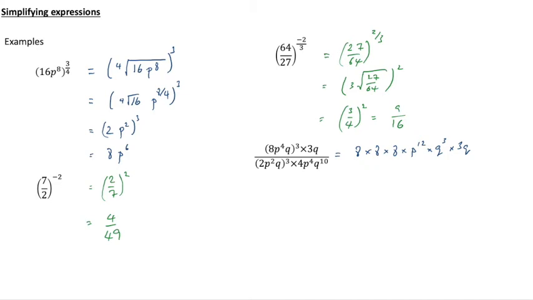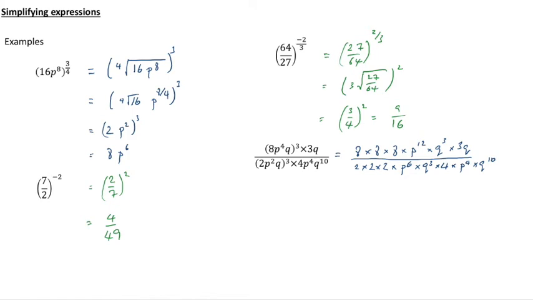Then we're going to deal with the 2p squared q cubed. So the 2 is cubed, so we get 2 times 2 times 2. The p squared is cubed, so that's 2 times 3 by the multiplying rule, so that's p to the 6, and again we have just a q there, so that's q cubed. And then we times that by what's left, which is 4 times p to the 4 times q to the 10. And now you can see the benefit of writing stuff out, because we can do some cancelling.